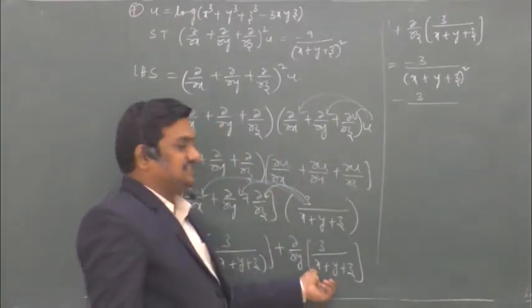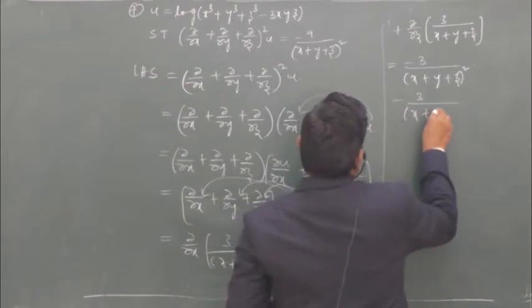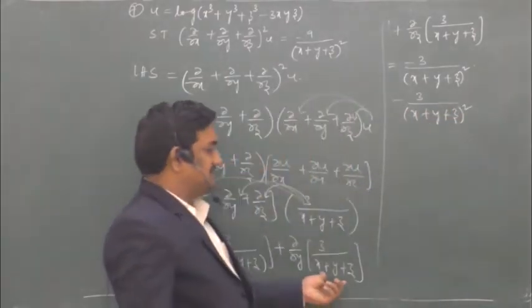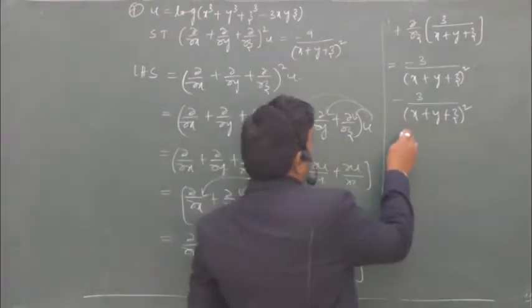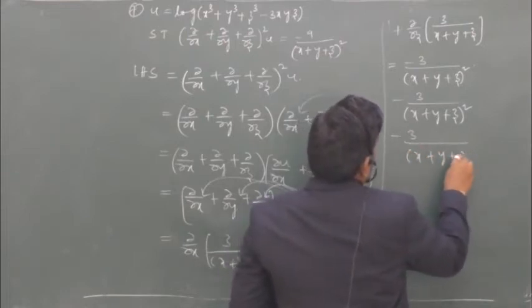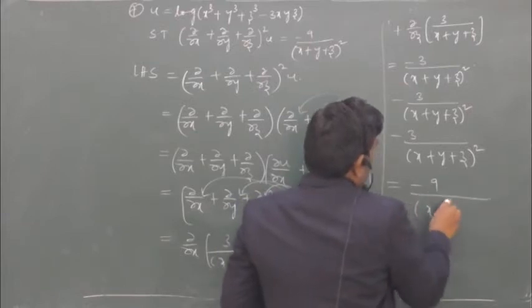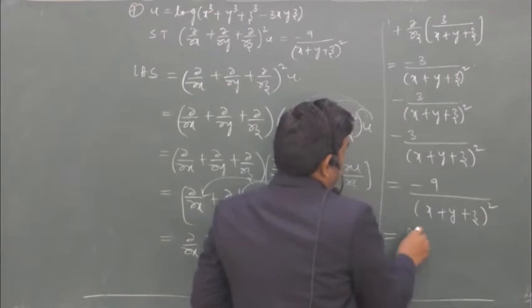derivative of this term with respect to y is minus 3 by (x plus y plus z) whole square, and the internal derivative of this term with respect to y is 0 plus 1 plus 0. And the last term is minus 3 by (x plus y plus z) whole square. It is minus 9 by (x plus y plus z) whole square, and it is the required right hand side.